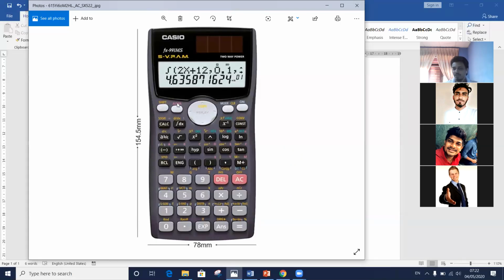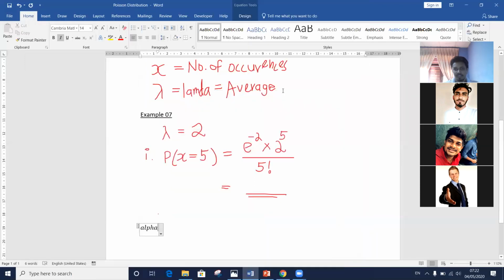We have to make use of the alpha button, right? The alpha button is here next to shift. Alpha button, and then you need to press this button, the base 10 log button.